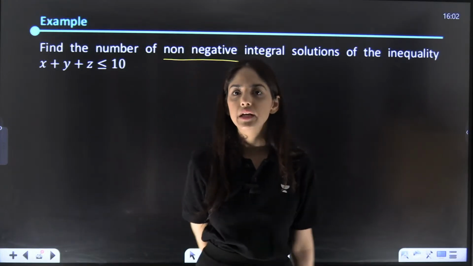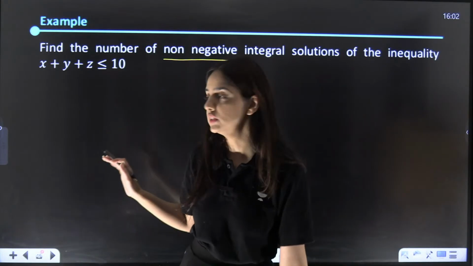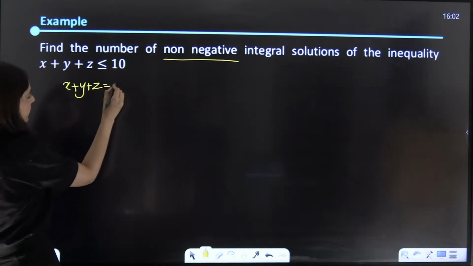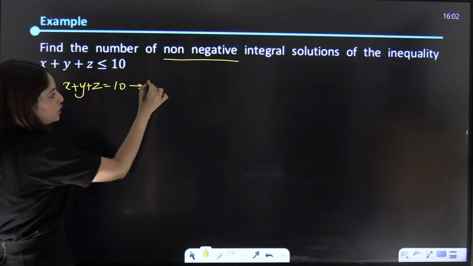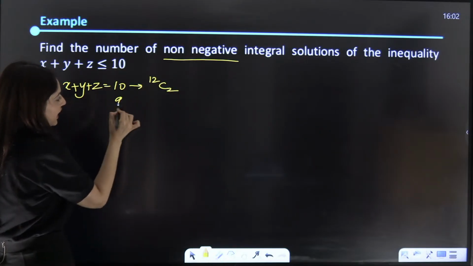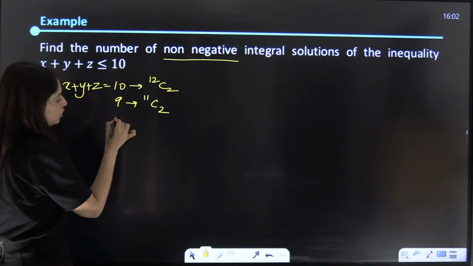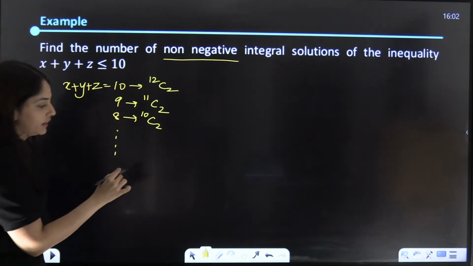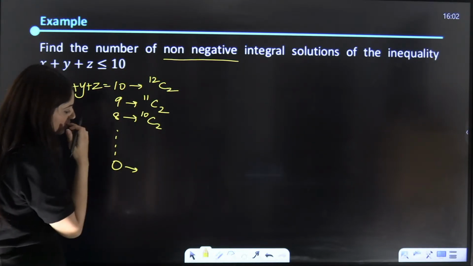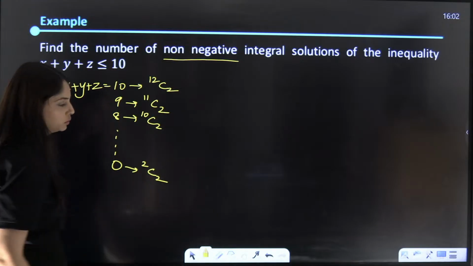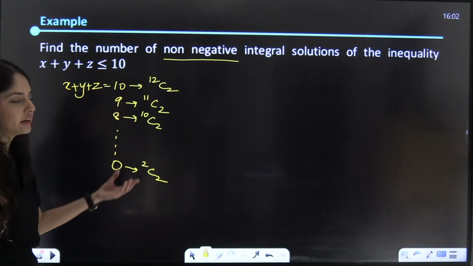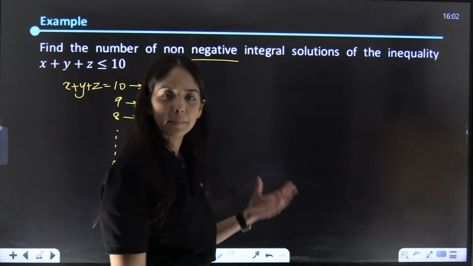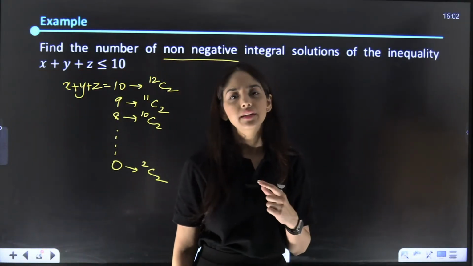One possibility is that we count all possible things, right? x plus y plus z can be 10, which will give 12C2, 9, which will give 11C2, 8, 10C2, and because they are non-negative, it can go down to 0. So that means 2C2. Like this, we can add them up. Clearly sounds like a lot of work. There must be another way of looking at it. There is.